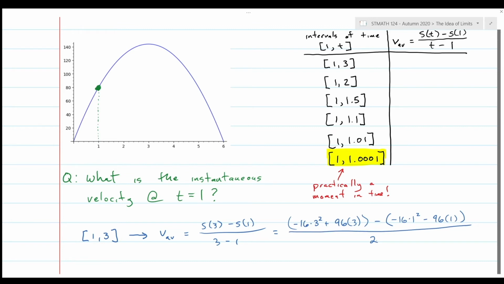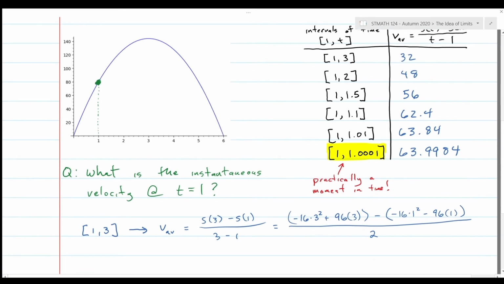And then keep on going and simplify that down to a single number. So I'm going to take a second and go to my handy-dandy calculator and plug all these in, and I'll be right back. So I'm back, and I have filled in the table on the right.